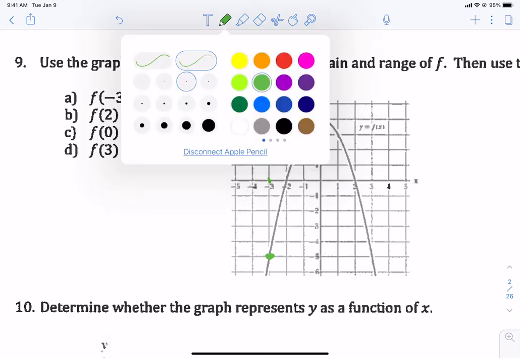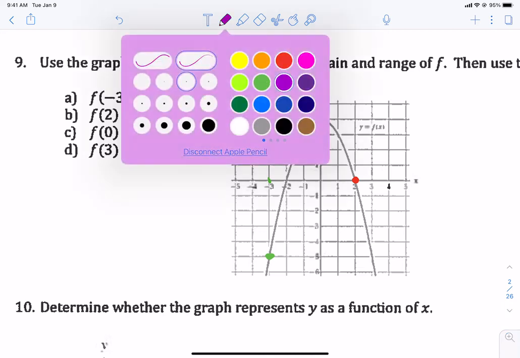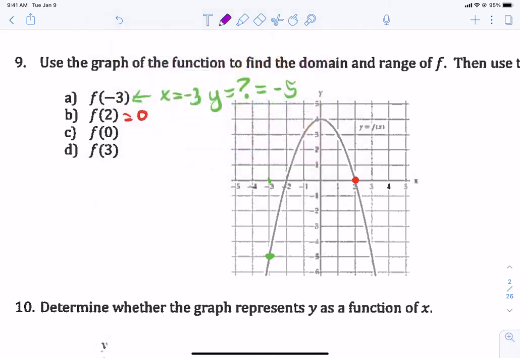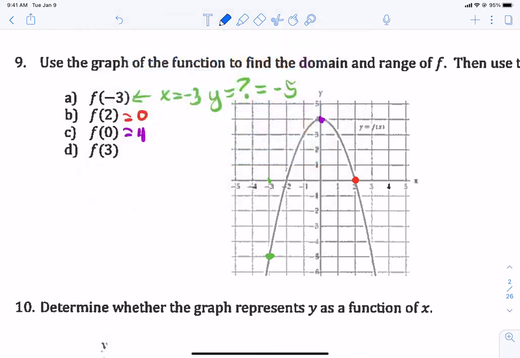Let's look at f of 2. When x is 2, it appears as if my height is 0. Let's look at f of 0. When x is 0, it appears that my height is 4. And f of 3, when x is 3, it appears that my height is negative 5. Any questions on using that graph?